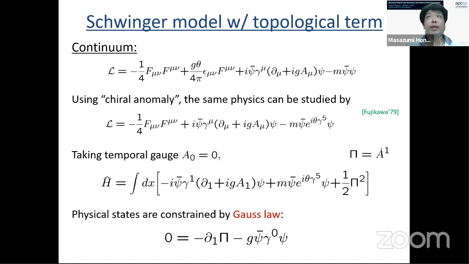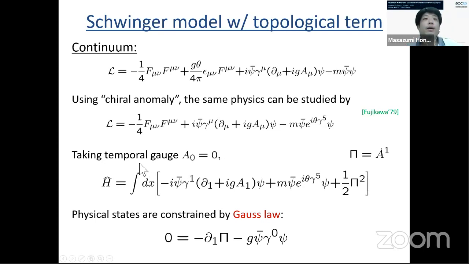Okay, so let us consider the Schwinger model now. We will consider the Schwinger model with a topological term, and this is the Lagrangian, and we have a theta angle importantly. We could directly consider this system, but here we consider another equivalent system, which is obtained by the chiral anomaly relation, or transformation of the fermion measure. It is known that we can absorb theta by considering a chiral rotation. So this gives the same physics.